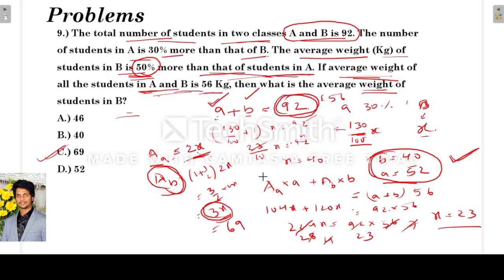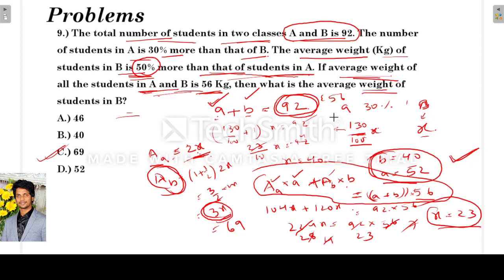So the formula will be like this: the average weight of A into number of students in A plus average weight of B into number of students in B is equal to total number of students into average weight of all students taken together, which is 56. So now I substituted the things. I got the x as 23. So they are asking what is the average weight of students in B. So the average weight of B is 3x. So 3 into 23, which is 69.